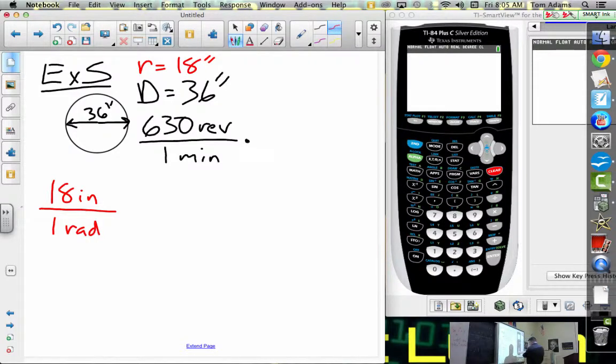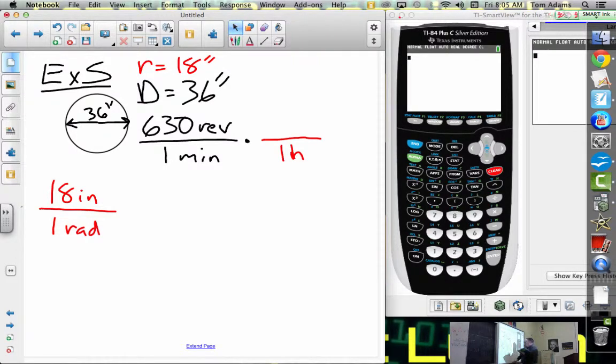Okay? So the first thing that I want to do is I want hour on the bottom here. 1 hour. Right? So how many minutes is that? 60. Yeah, that's 60 minutes.